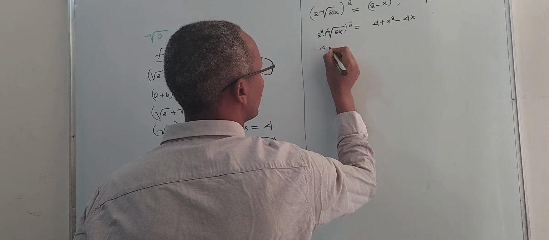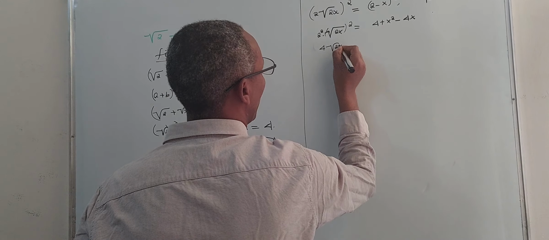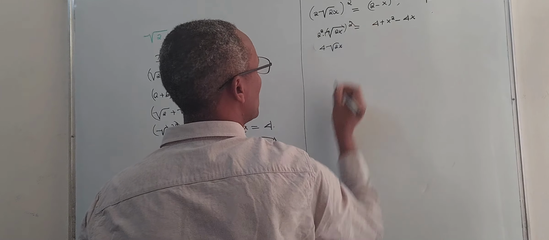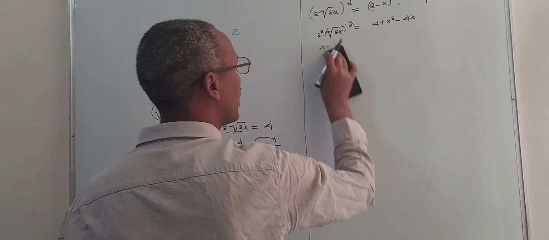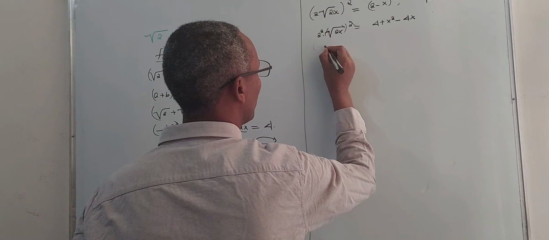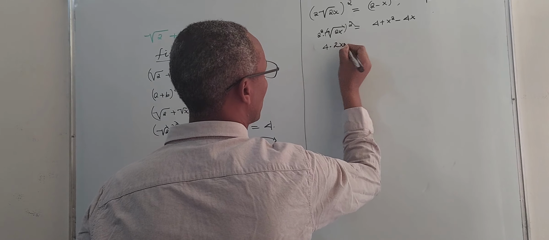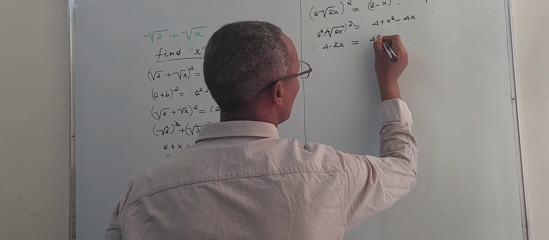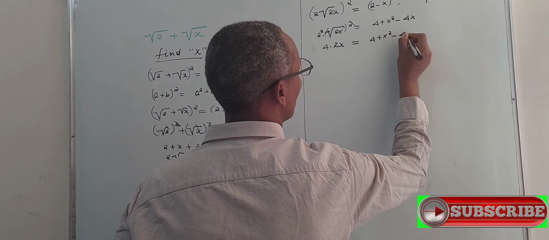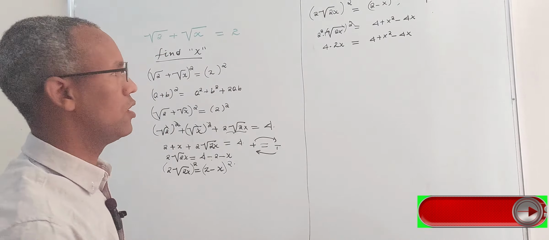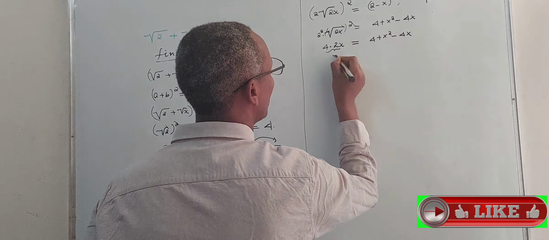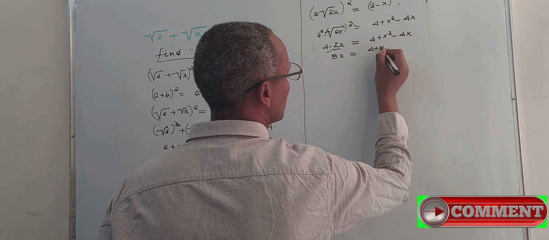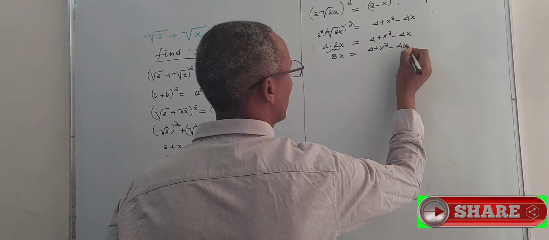Now, from here you will get 4 square root of 2x squared. Basically, you can cancel this with this. Now you will get 4 multiplied with 2x is equal to 4 plus x squared minus 4x. Now this you will get from here 8x. 8x is equal to 4 plus x squared minus 4x.